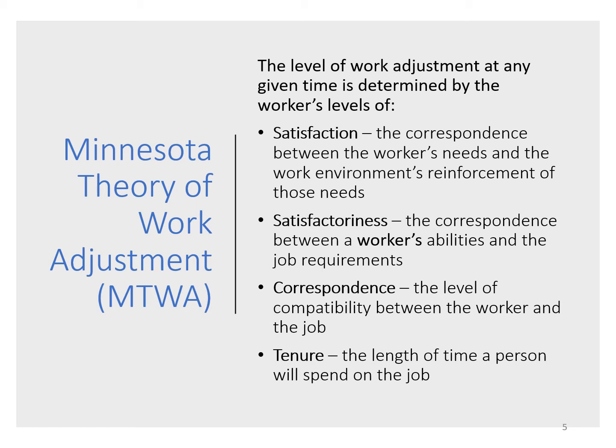This theory suggests that the level of work adjustment at any given time is determined by the worker's level of satisfaction, the correspondence between the worker's individualized needs and the work environment's reinforcement of those needs; satisfactoriness, the correspondence between a worker's abilities and the requirements of the job; correspondence, the level of compatibility between the worker and the job; and tenure, the length of time a person will spend on the job. Tenure is the principal indicator of work adjustment.